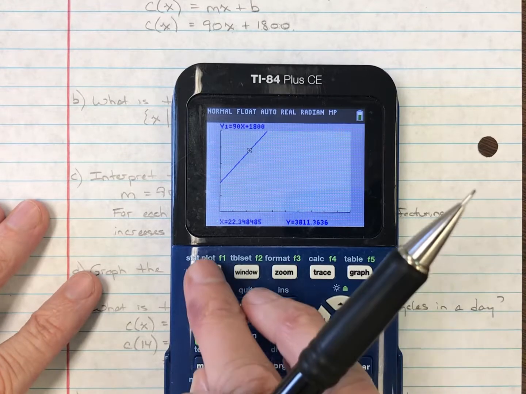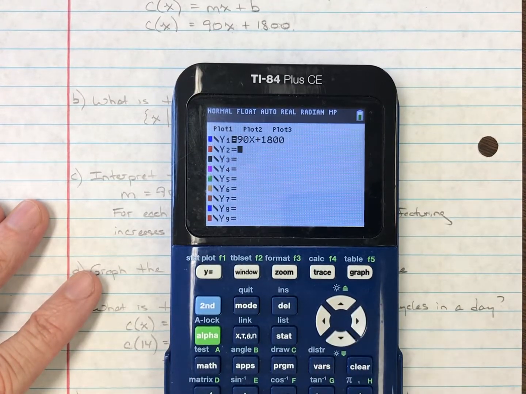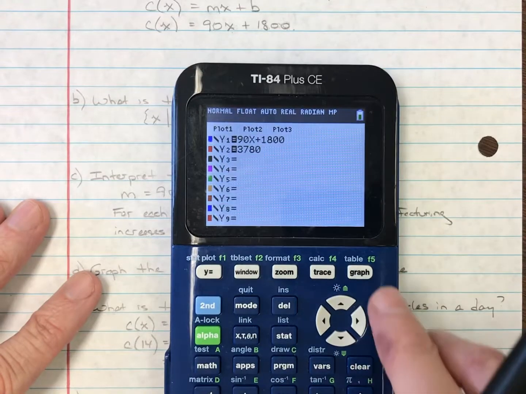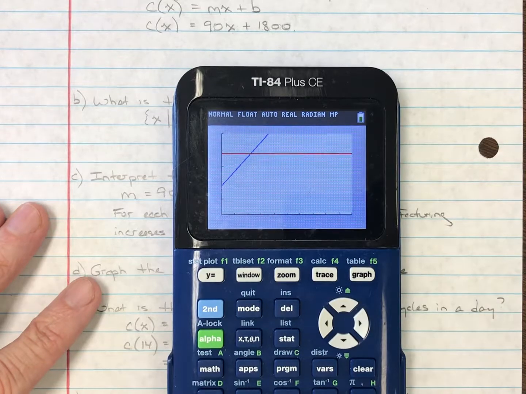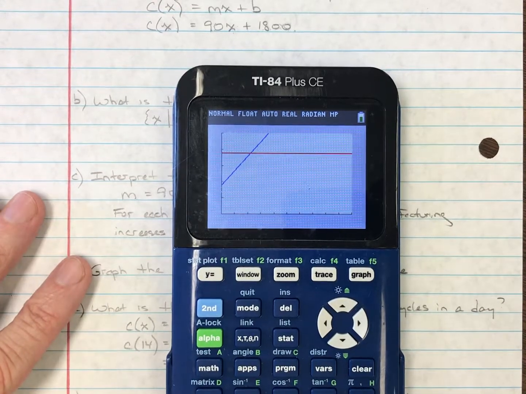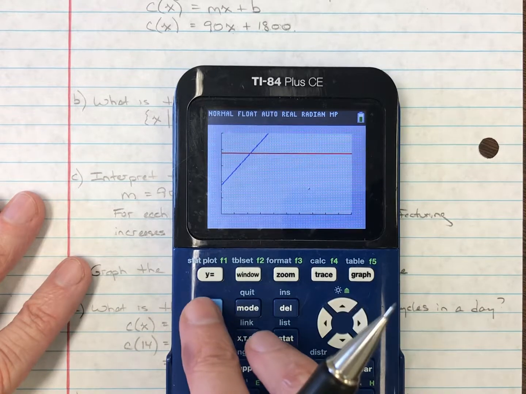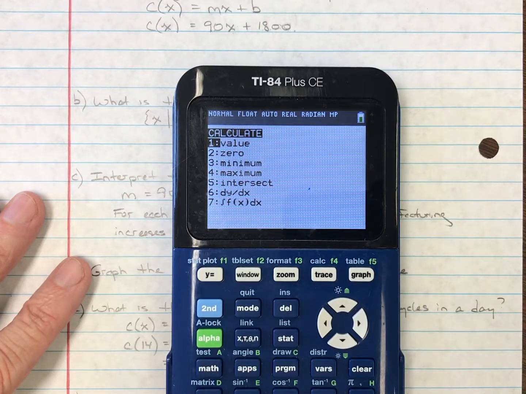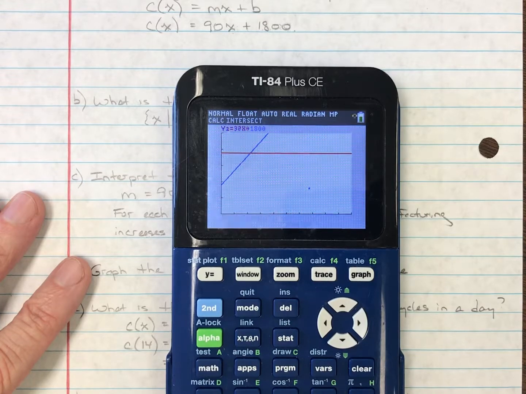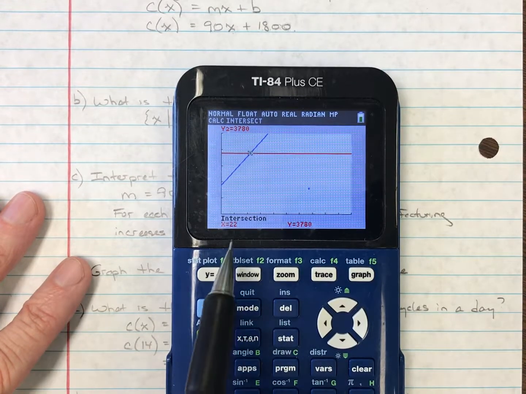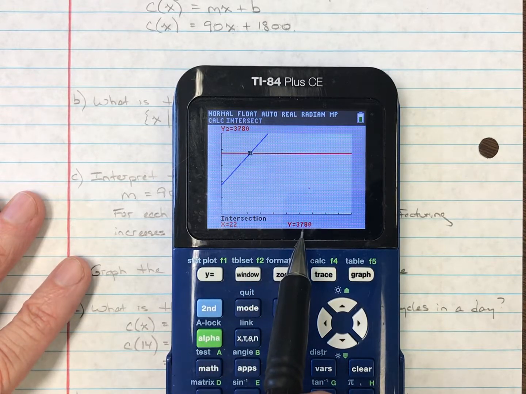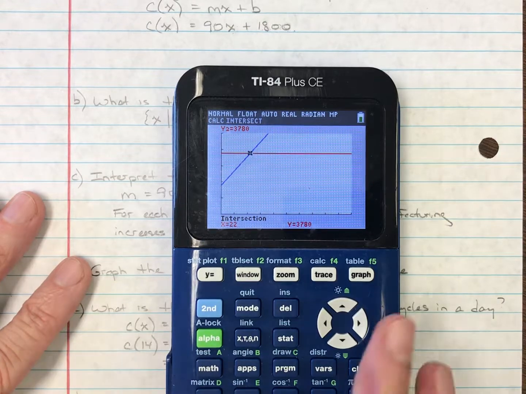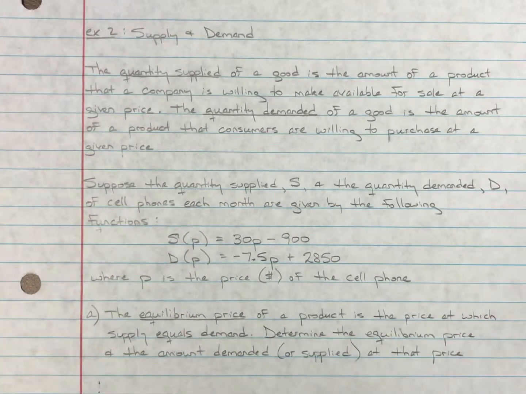The other way to do that says, let's go back to the y equals, and let's put y2 equal to 3,780. And where those two lines intersect is going to be the number of bicycles where those two equations are the same. So, second calc, the intersection, number 5. First line, second line, take a guess. Sure enough, 22 came up right here. 22 bikes cost $3,780 to manufacture.